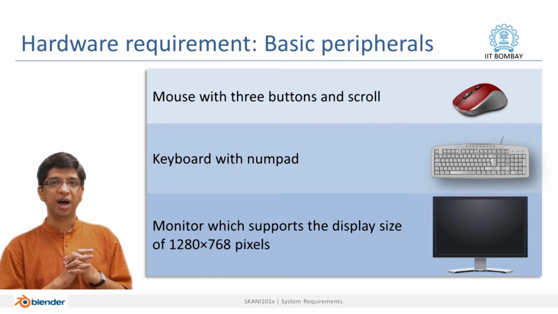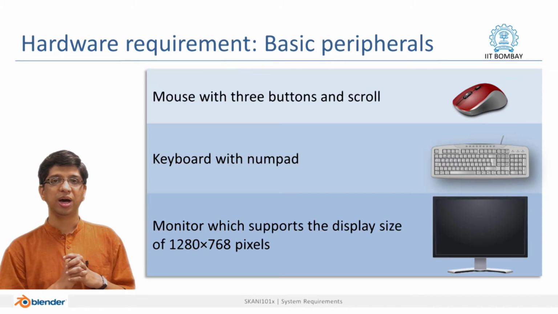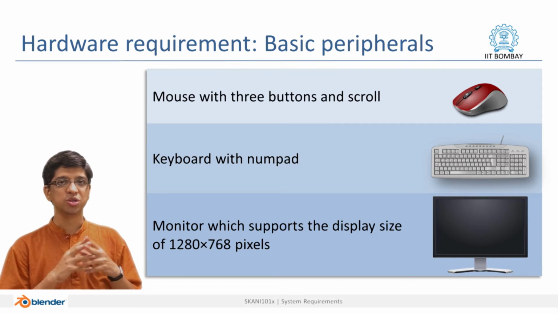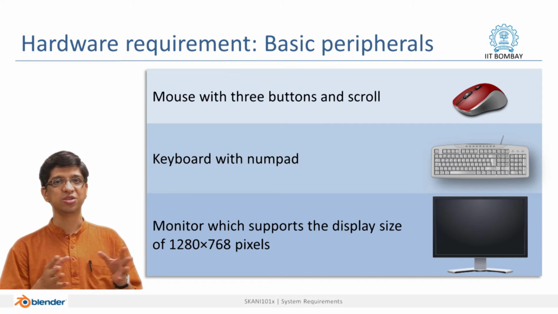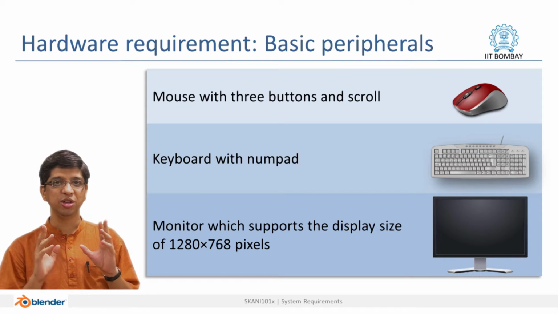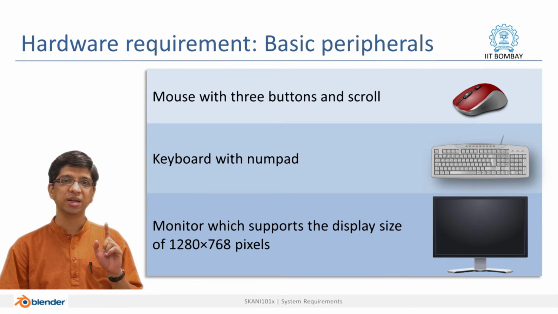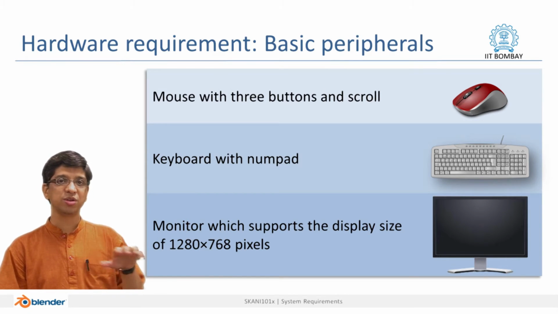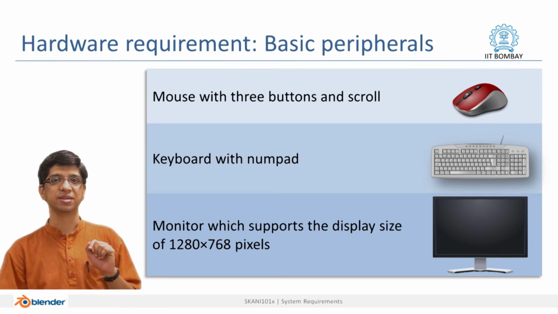In terms of the hardware requirement, now peripherals are crucial while working with Blender. An ordinary mouse should work for a computer for any sort of usage, but when you are using Blender, you require a mouse with 3 buttons and the scroll button in the middle. This is important because lots of interactions with the software are dependent on these 3 buttons.